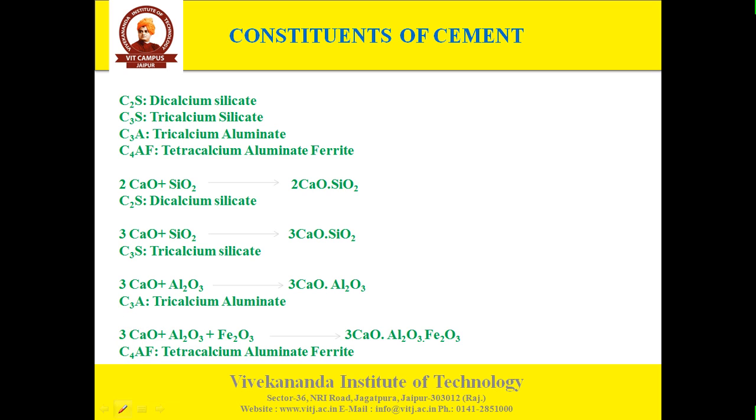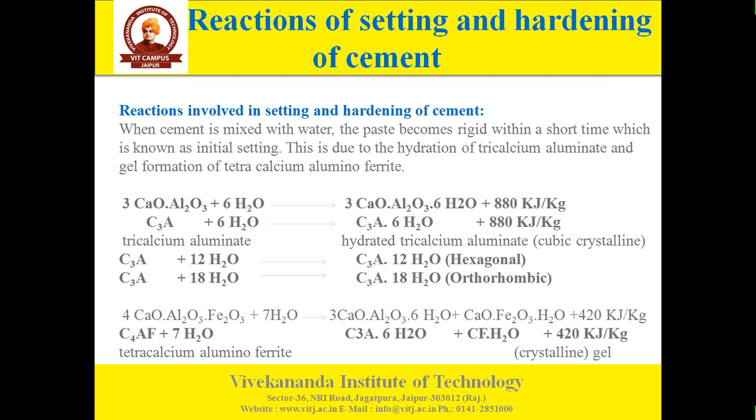C3A: when three calcium oxide is taken along with Al2O3, C3A, tricalcium aluminate, is formed. C4AF: when we take four calcium oxide, one alumina and one Fe2O3, C4AF, tetracalcium aluminoferrite, is formed. These four constituents are very important in setting and hardening of cement. Again, we repeat: C2S, C3S, C3A and C4AF.